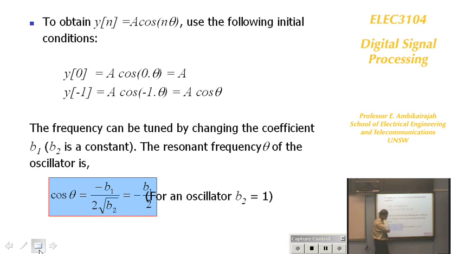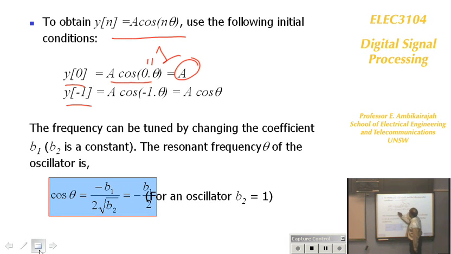So how do you get the initial condition? Let's say this is the oscillator I want. I say my y0 is a cos theta naught, that's a. This is 1. y minus 1 is a cos theta. I know theta, I know what frequency I want to oscillate. So I can go back to my diagram.